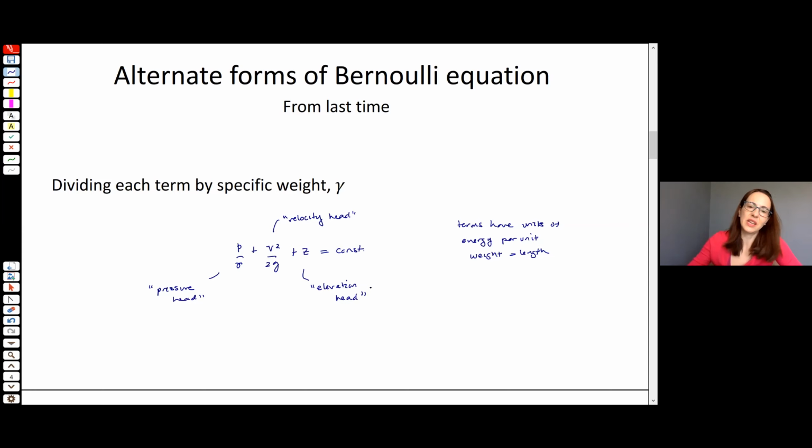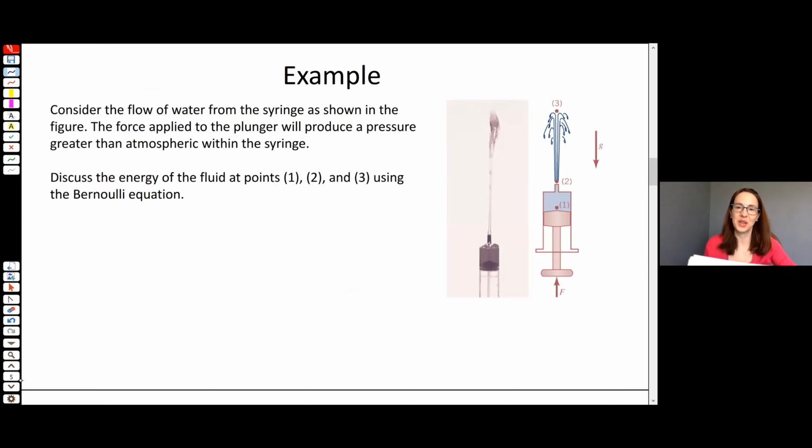And that's related to the potential energy of a fluid particle, right? How much potential energy it can store at different heights, which can then be converted into kinetic energy. Then this constant on the right-hand side is called the total head or the total pressure head. All right, so keep those in mind. And we'll look at an example.